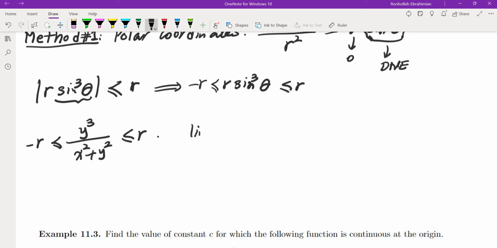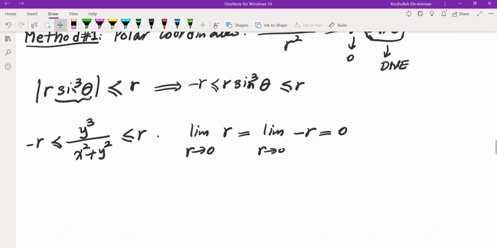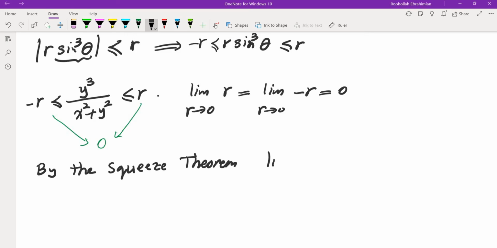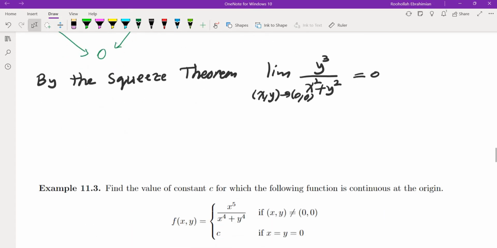But now, the limit as r approaches 0 of r and -r, they are both 0. Since xy approaches the origin, r approaches 0. So the limit of this side and this side are both 0. So by the squeeze theorem, in fact, the limit must be 0. So by the squeeze theorem, the limit of y cubed over x squared plus y squared is in fact 0 as xy approaches the origin. Okay, so that was method number one.